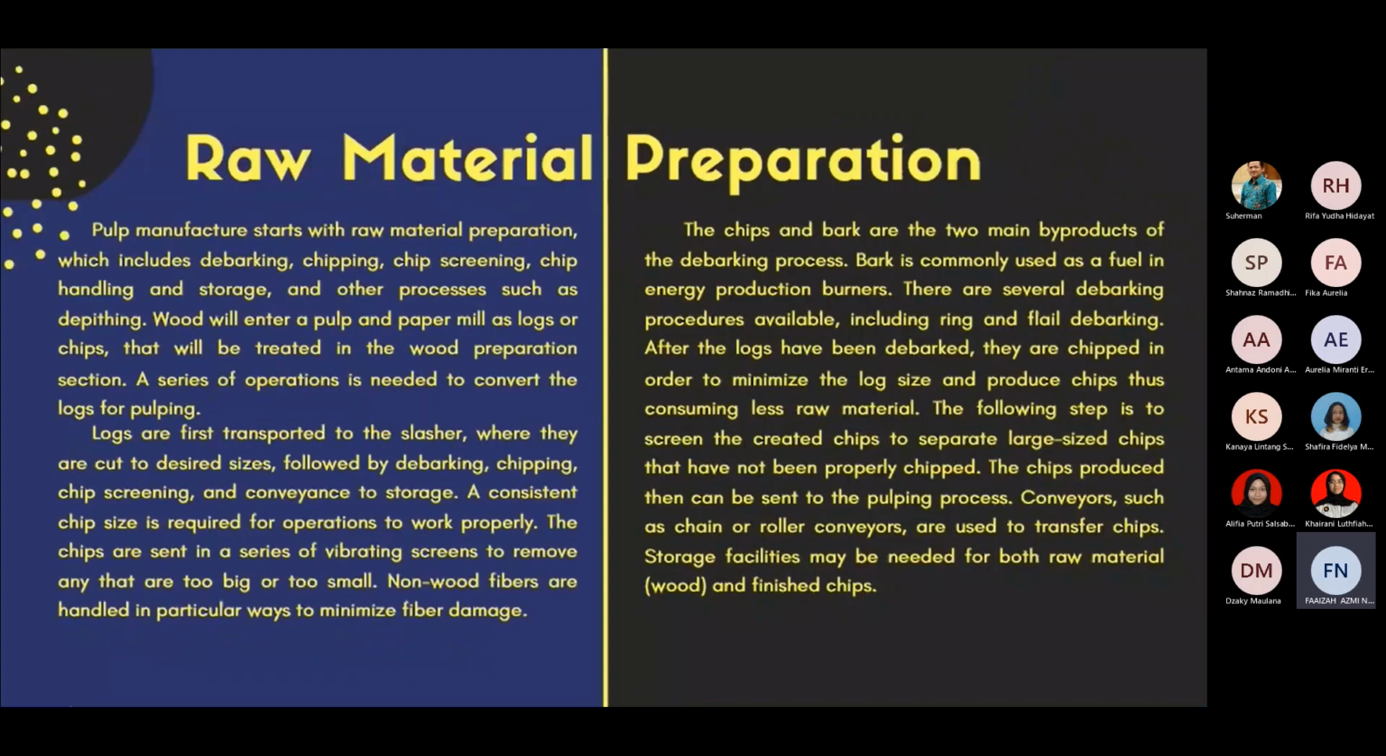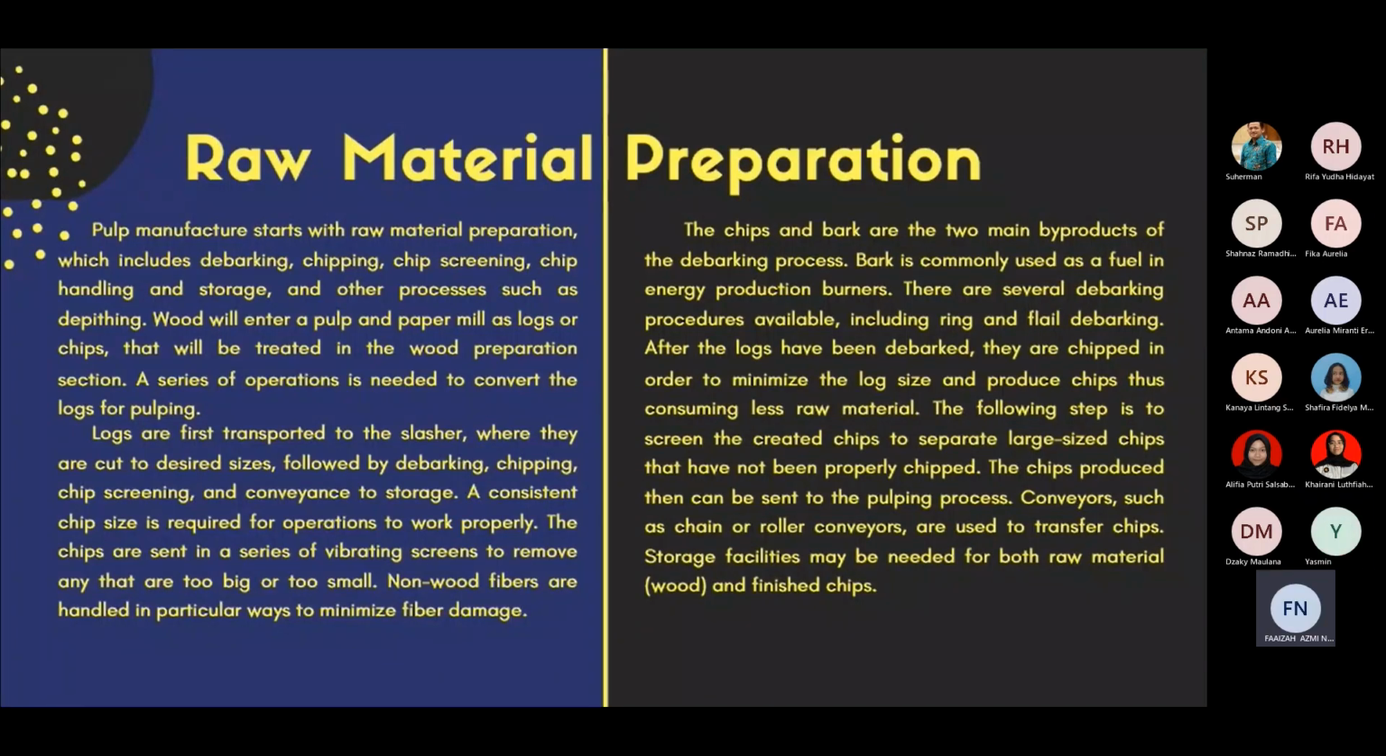Raw material preparation. Pulp manufacturers start with raw material preparation, which includes the barking, chipping, screening, handling, and storage. A series of operations is needed to convert the logs for pulping. Logs are first transported to the slasher, where they are cut to the desired size. A consistent chip size is required for operations to work properly. The chips are sent through a series of operating screens to remove any that are too big or too small.